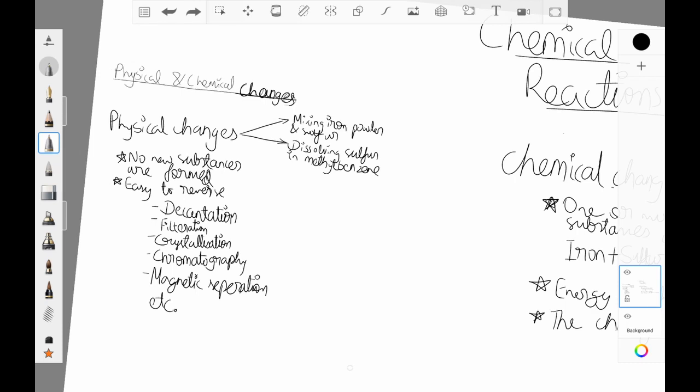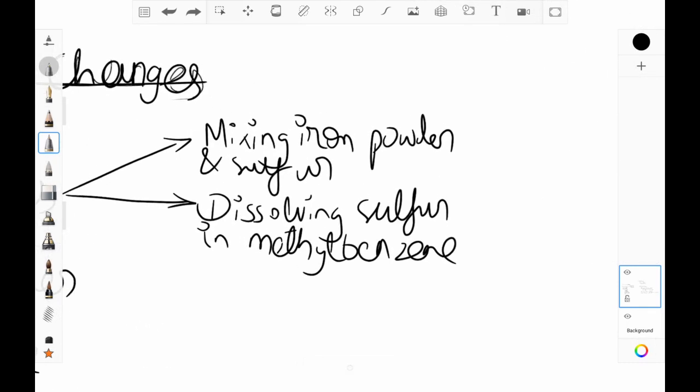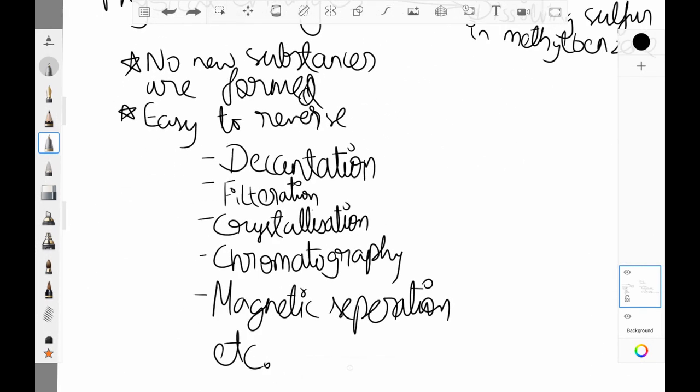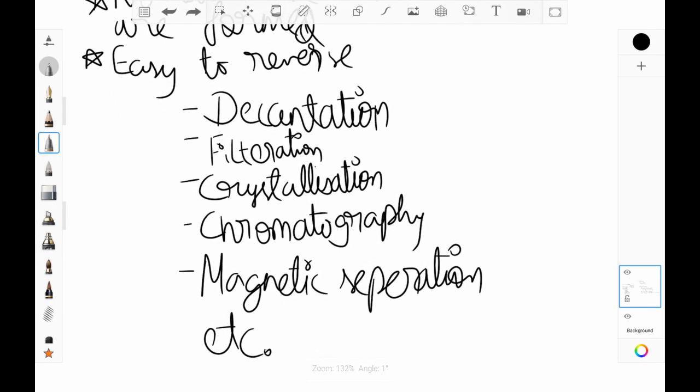Now, using the first example, I can demonstrate a very easy and common separation technique, that being magnetic separation. Since iron is ferromagnetic, I can just take a bar magnet, run it through the mixture a couple of times, and I can easily separate the iron powder from the sulfur. If I mix iron filings in the solution of sulfur and methylbenzene, I can simply filter the iron out using a funnel and filter paper. So as you can see, it's quite easy to separate mixtures or the products of physical changes using physical means.